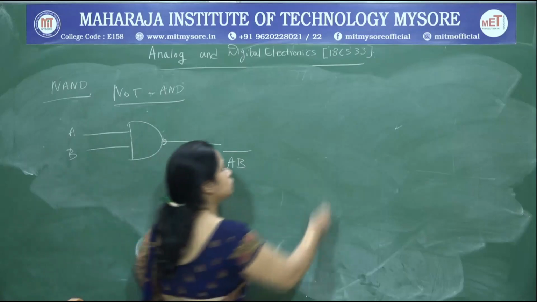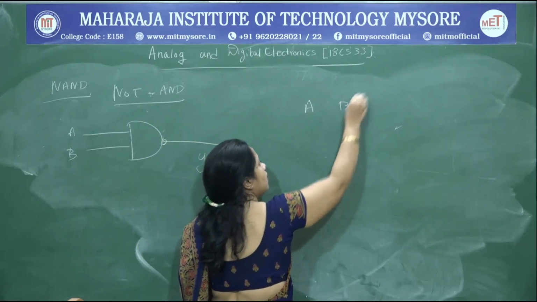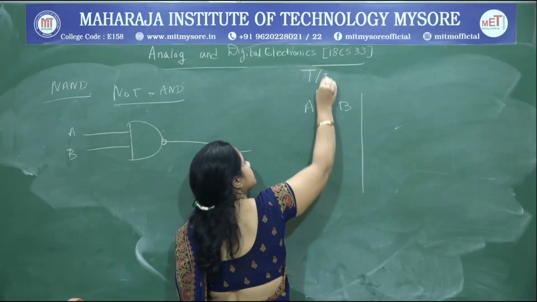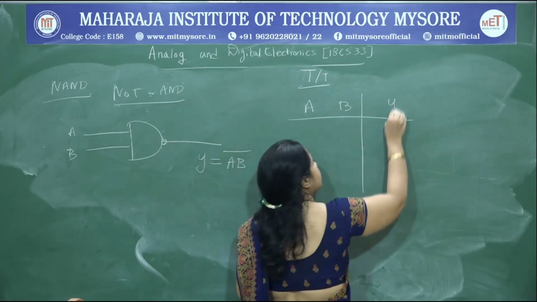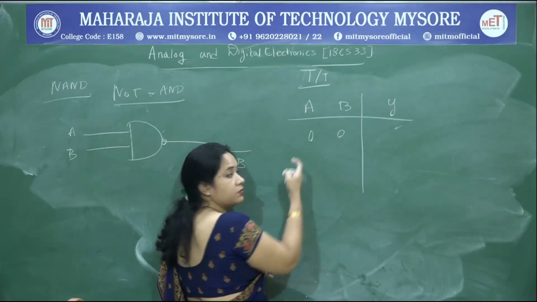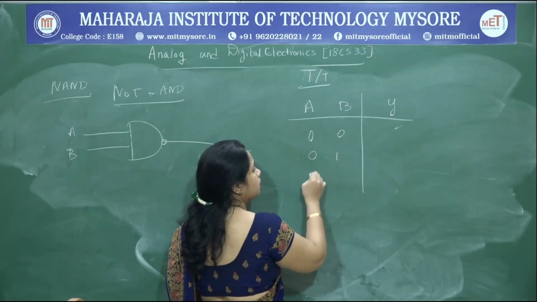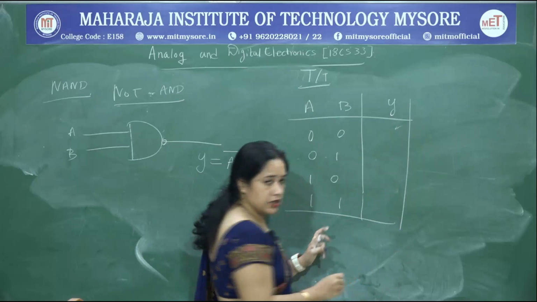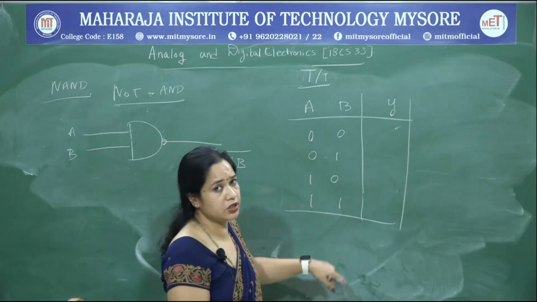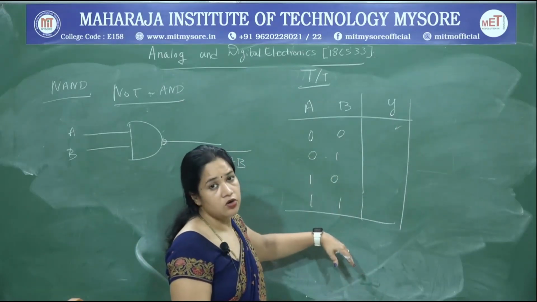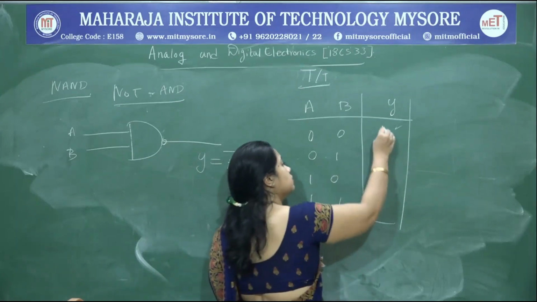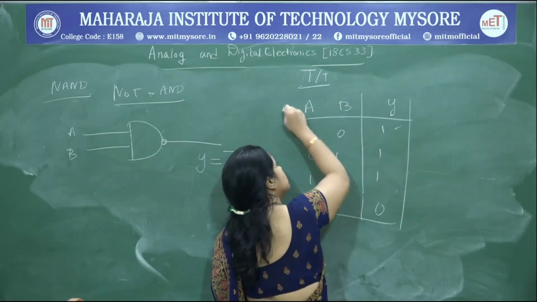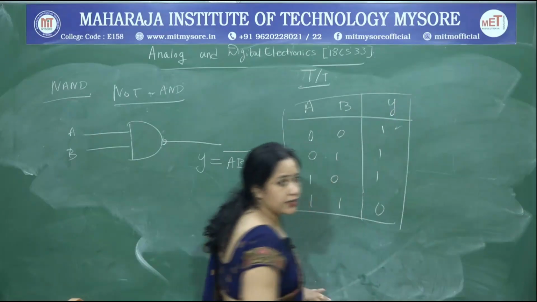And coming to the truth table, A, B are the inputs and Y is the output. All possible values of inputs are 0, 0, 0, 1, 1, 0 and 1, 1. And you are aware AND is 1 only when both the inputs are 1, rest of the cases it is 0, and NAND is the opposite, so it is 1, 1, 1, 0. So, this is the output of your NAND gate.